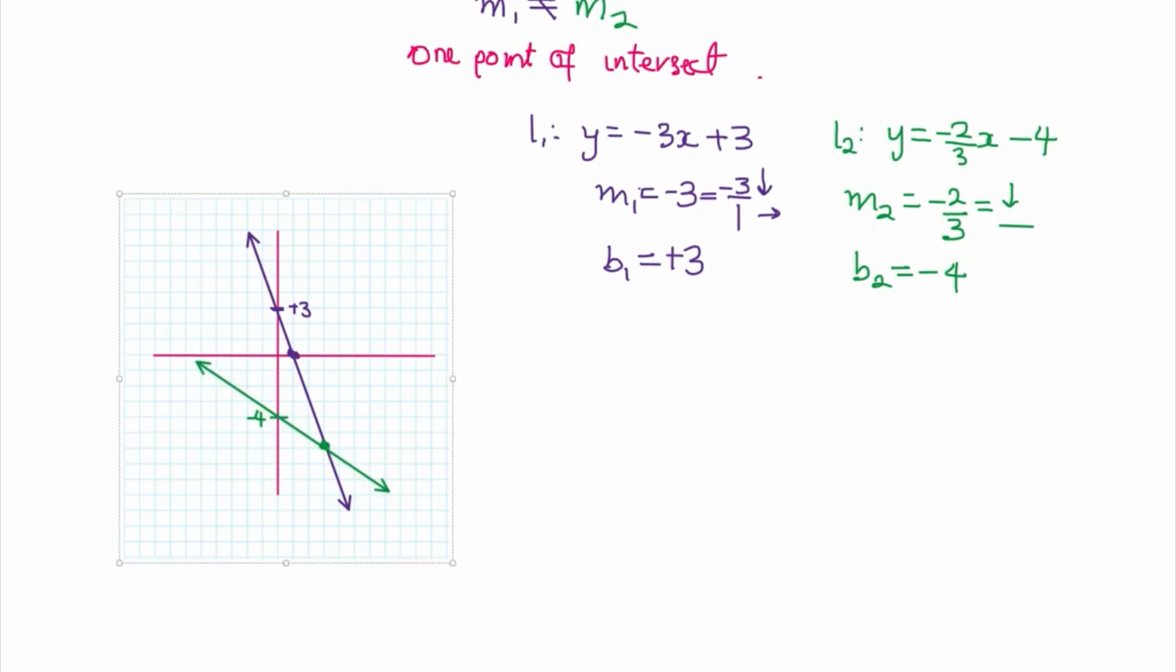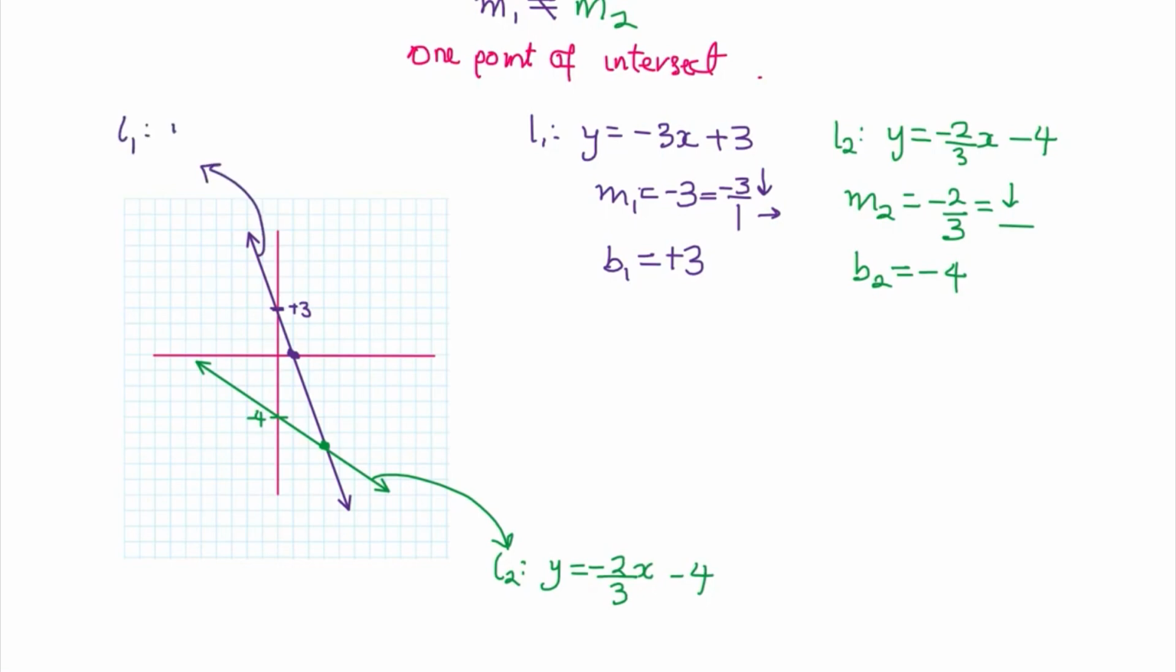So here, therefore, what we've determined is line 2, which is represented as this equation, negative 2 over 3x minus 4, and our line 1, which is represented right here, to be equal to y is equal to negative 3x plus 3. So once we have that, then we can find where the two lines meet, because we know that there is only one point of intersect. We need to determine the coordinates of that particular point.